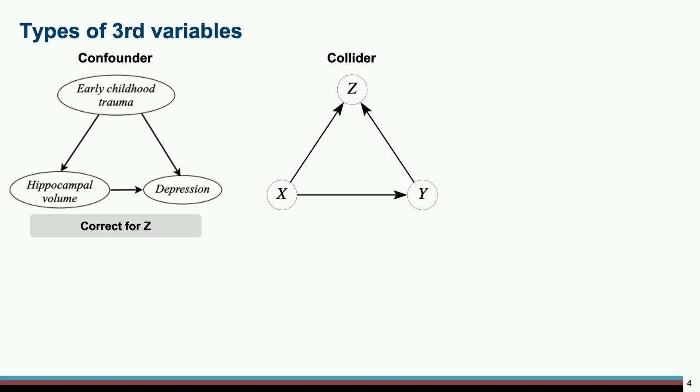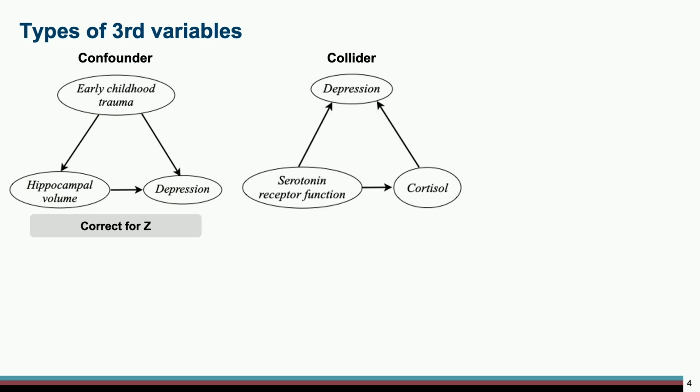However, we have other types of third variables, like colliders, and you see already that the arrows point in the opposite direction. A collider is defined as a variable that is affected by both the features and the target. An example could be if you're interested in the association between serotonin receptor function and cortisol. They both affect depressive symptoms as well. However, if you control for depression in that case, you would introduce bias into your model. So you should not correct for a collider.